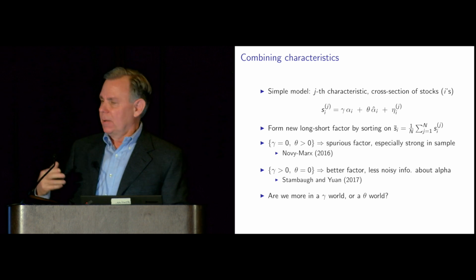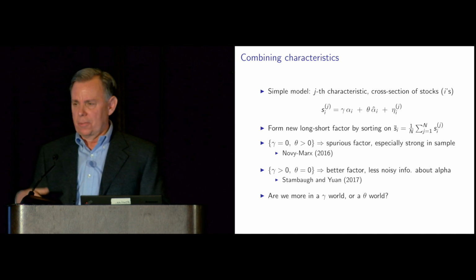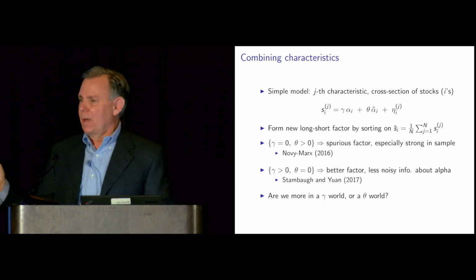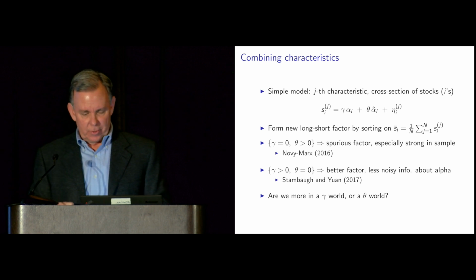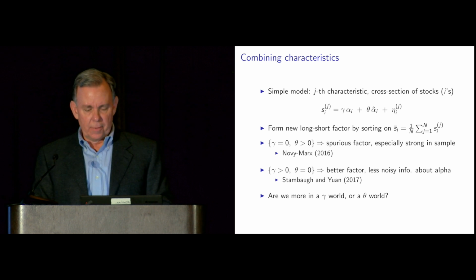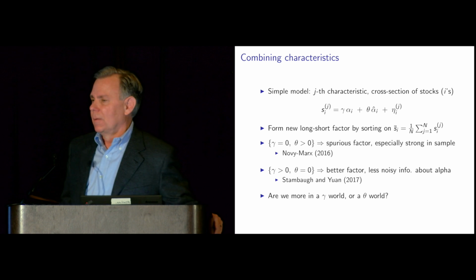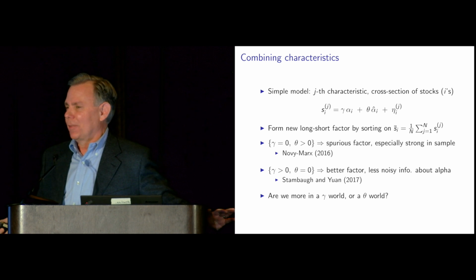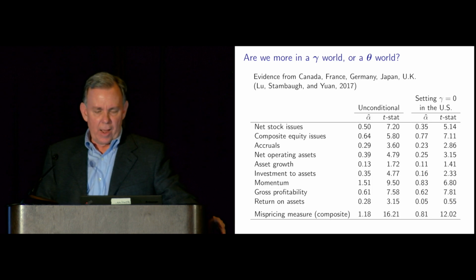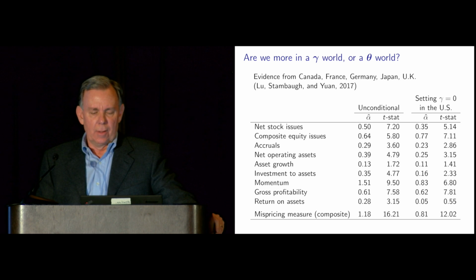Right? On the other hand, if gamma is positive, if there's some relation to true alpha, and the theta here is 0, if there's no relation to the alpha hat in sample, then by combining characteristics, you get a really good factor because you're diversifying away noise that would otherwise obscure information about true alpha. So I think ultimately the question is, are we more in a gamma world or are we more in a theta world? Right?